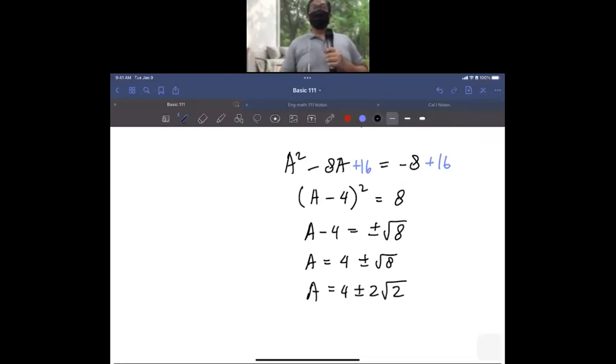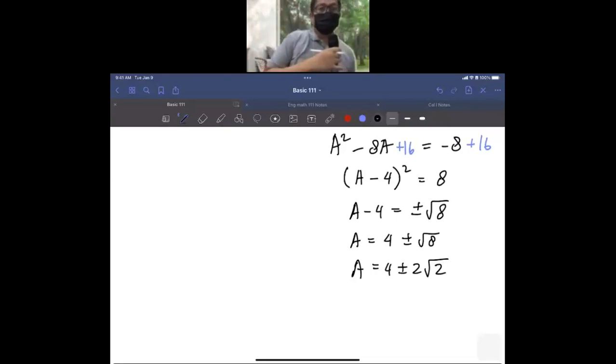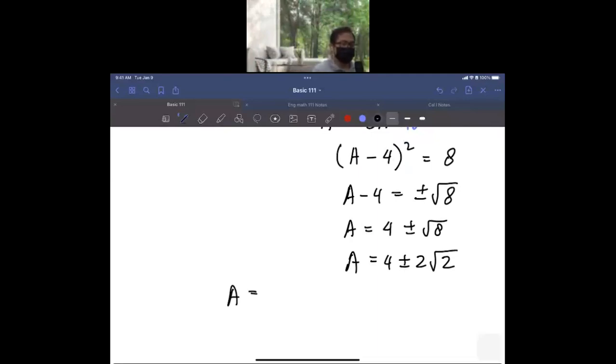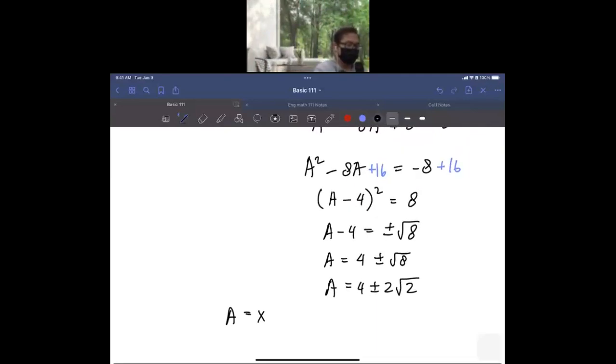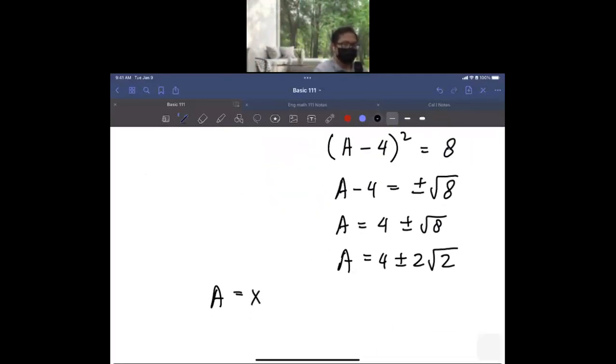But this is not the final answer, right? Because it's still a. What we are going to find is x. So we need to find the original variable. So a is x squared, right? Yeah, x squared.